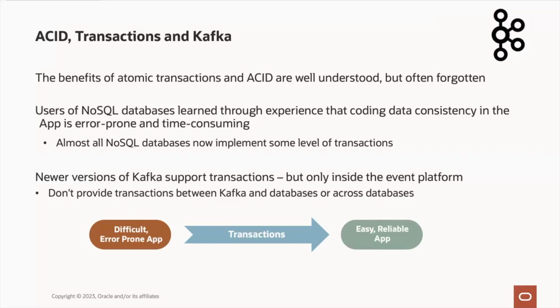The benefits of atomic transactions are well understood, but seem to have been de-emphasized in recent years. For example, NoSQL databases initially claimed that transactions were unnecessary and even potentially harmful. But users of NoSQL databases soon learn through experience that coding data consistency into an application is error-prone and time-consuming. And while newer versions of Kafka do now support transactions, it's only within the event platform itself, not between Kafka and databases or across databases.